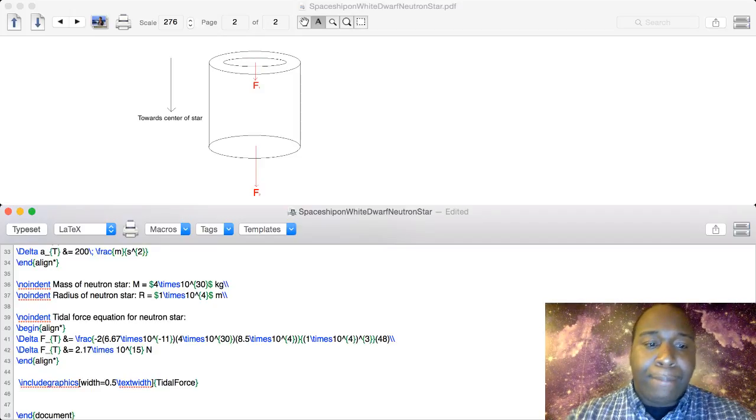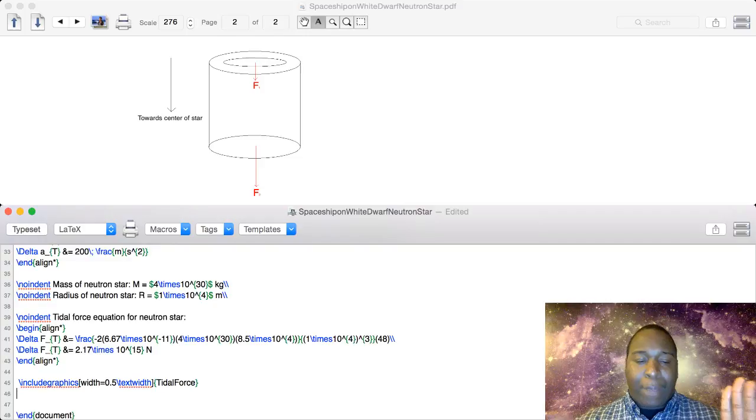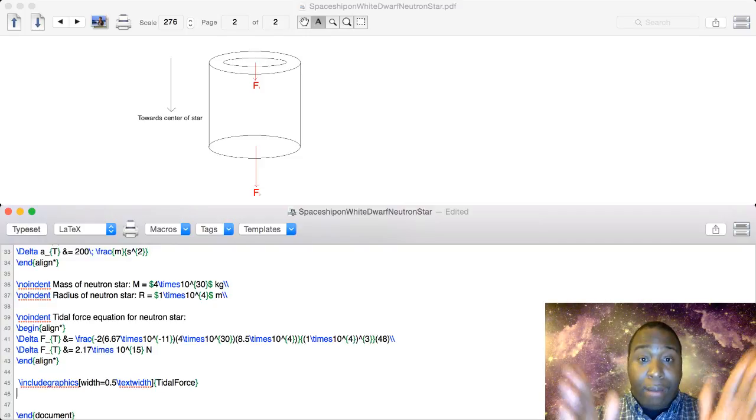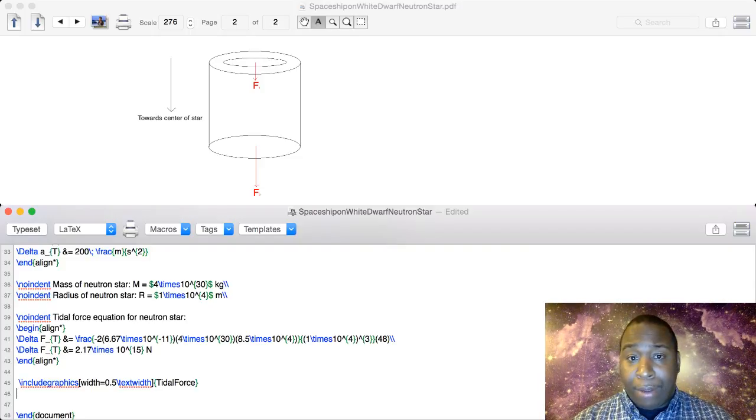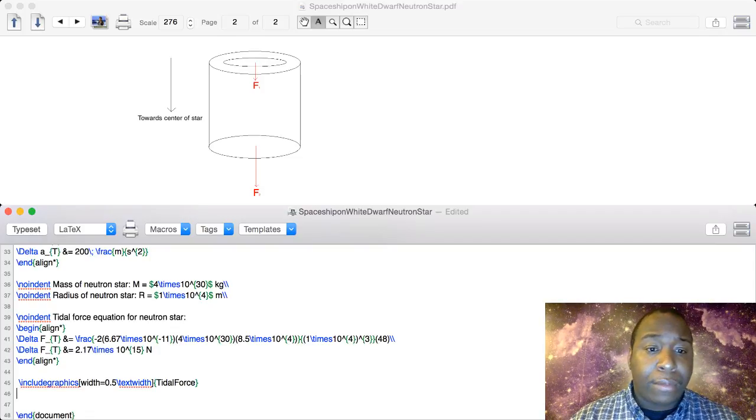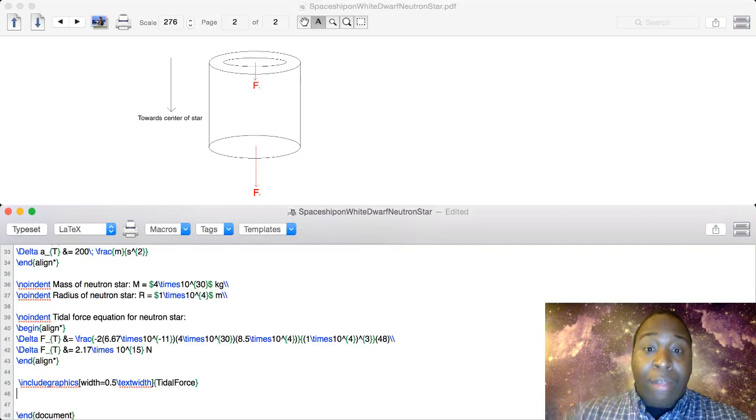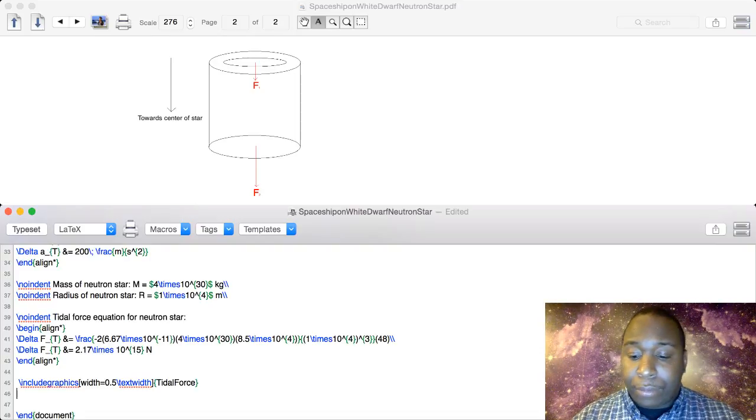But the idea here is that we have our space shuttle, and it's aligned radially or along one of the radii of our star, whether the star be a neutron star or a white dwarf. And so what we end up getting is the fact that the end of our space shuttle that's closest to the center of our star is going to experience a force greater than the force you're going to end up getting at the other end of our space shuttle. And this is exactly what our differential force is. It's going to be the difference between these two forces.